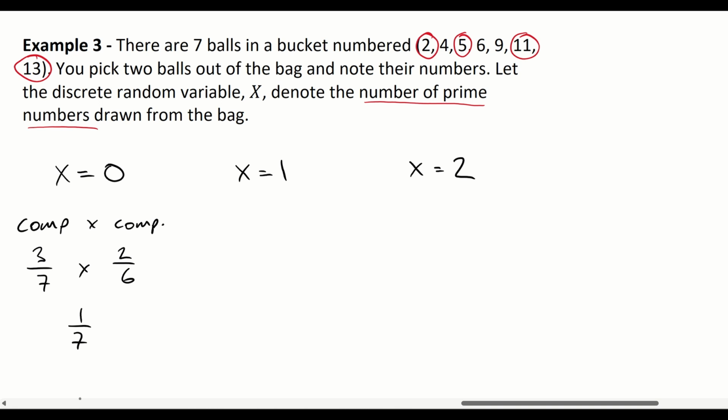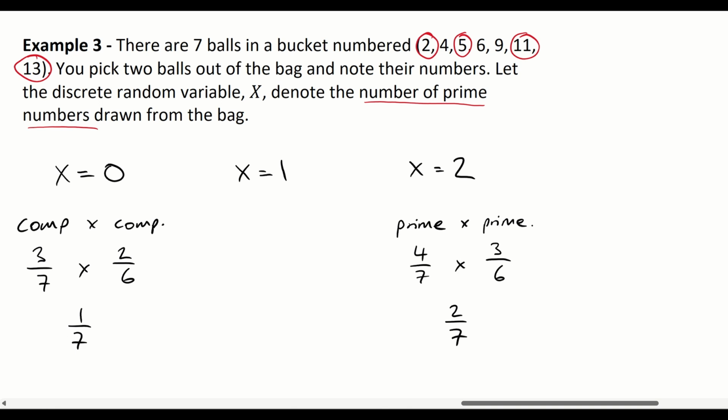Now, we'll leave when x is 1, and we'll come over to us getting 2 prime numbers. To get 2 prime numbers, we have to get a prime, and then the second time we have to get a prime. So to get the first prime, we've got 4 prime numbers out of 7, and for the second prime, we've got 3 left out of now only 6 balls, because we're not putting that ball back. So that changes things. It's really important to think about. So if we simplify that fraction down, we just get 2 7ths.